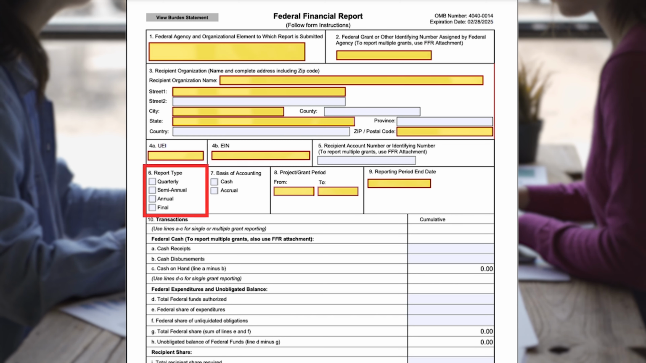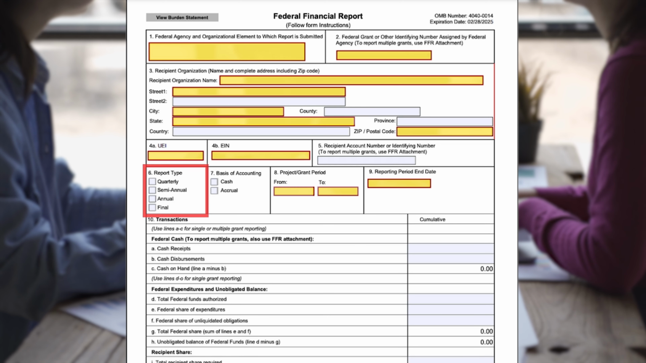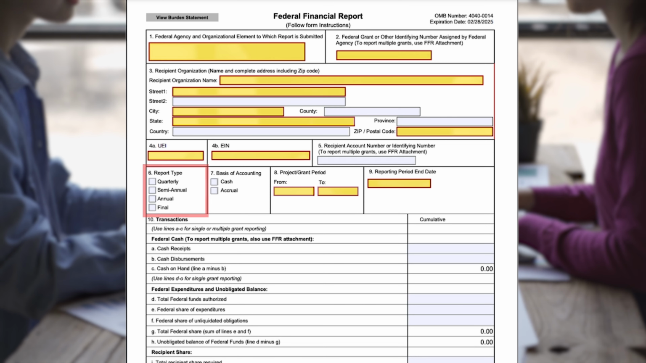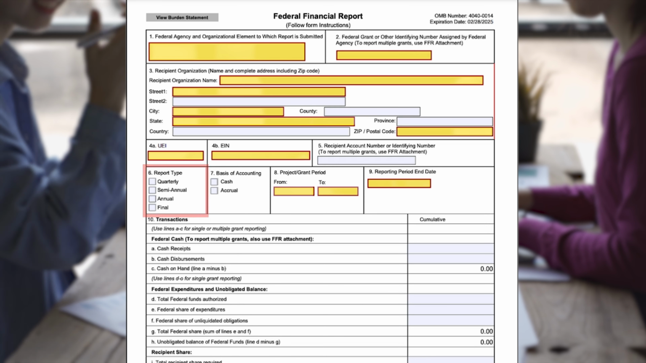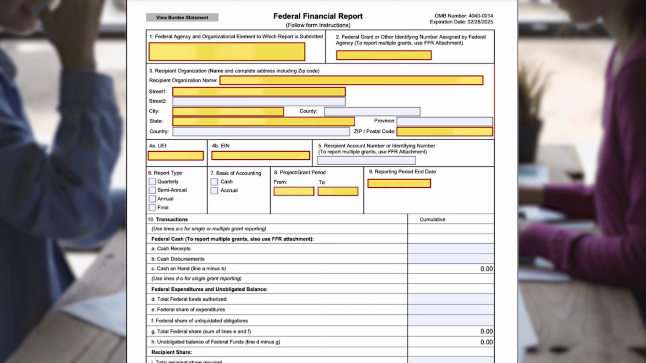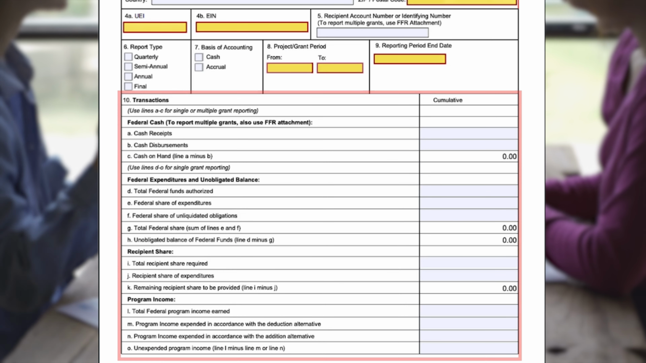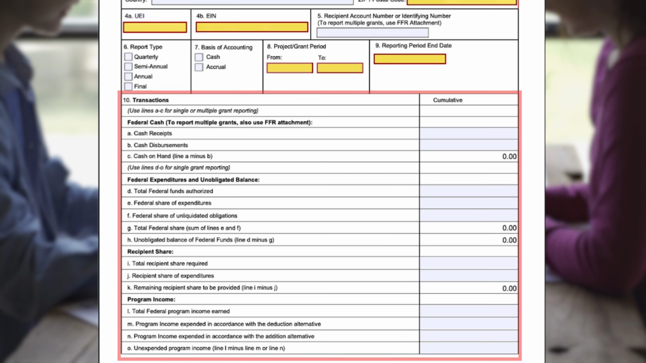Section 6 requires you to select the report type: quarterly, semi-annual, annual, or final. It's important to select the correct option to comply with federal reporting deadlines. Next, let's look at Section 10, Transactions. This section captures your financial data in detail.